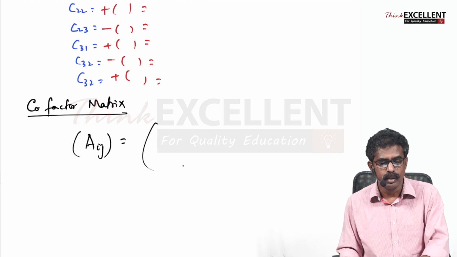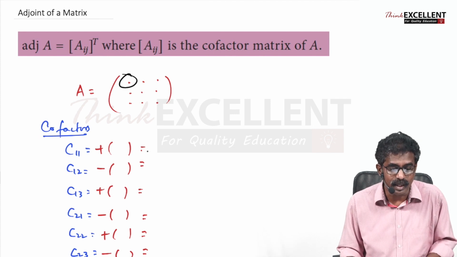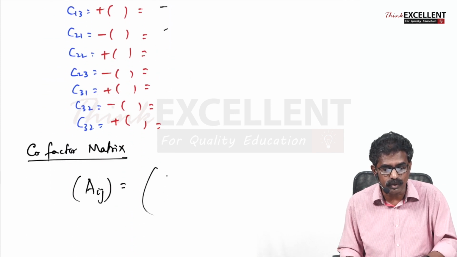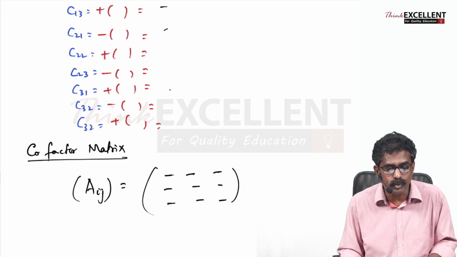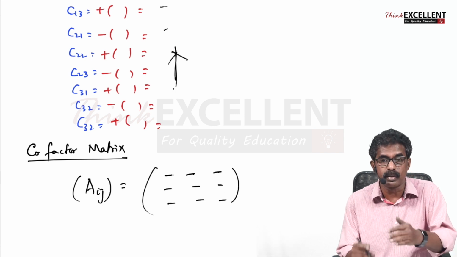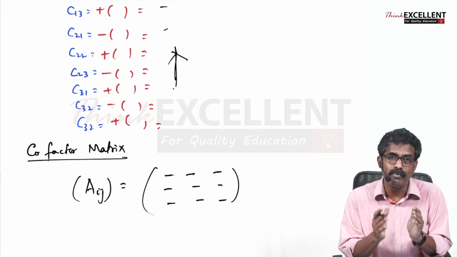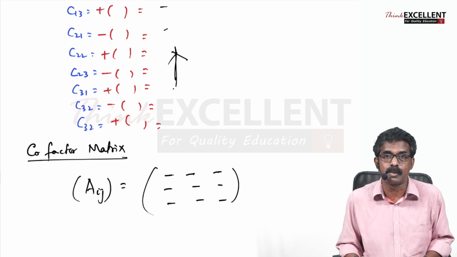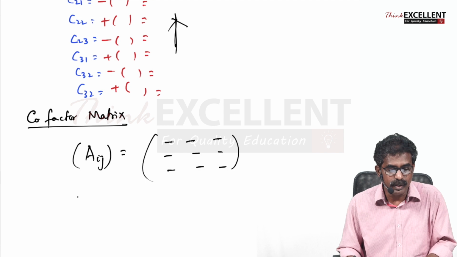What you do now? Don't write the first element. Instead of that, you write its cofactor. We got the answer here, right? So you write all these cofactors: first cofactor, second, third, 4, 5, 6, all the cofactors you got here. You write them one by one, that is, you are replacing every element of the given matrix by its corresponding cofactor. So this matrix is called what? The cofactor matrix. But we want to find the adjoint of A.